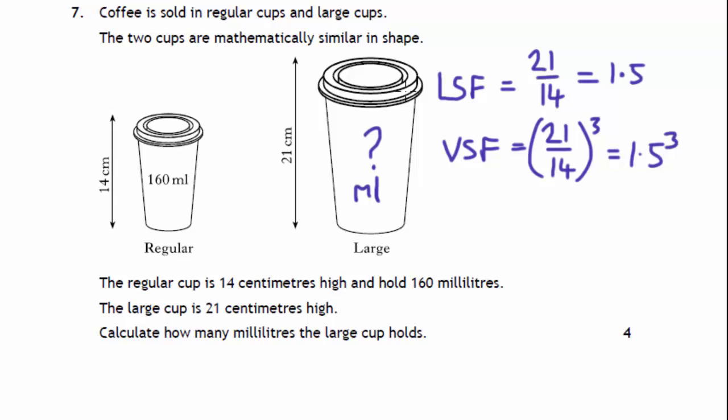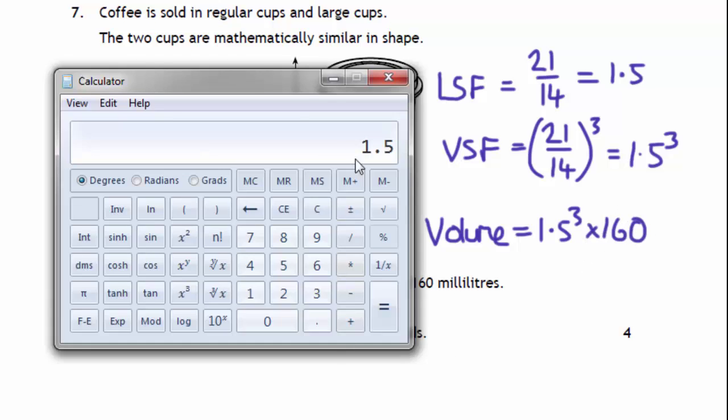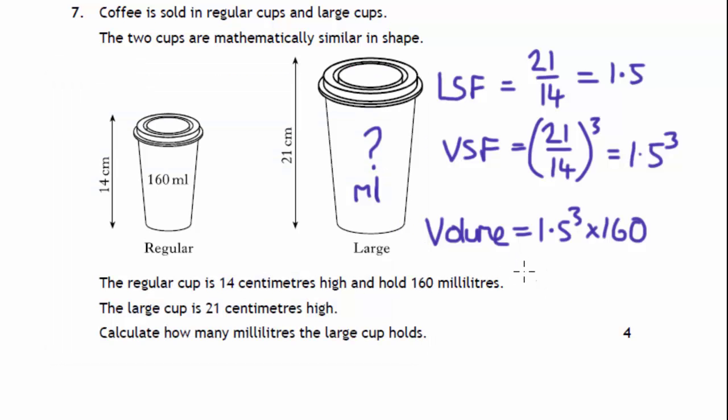Then what we're after is the actual volume. That equals 1.5 cubed times 160, and that gives you 540 millilitres. And those are three examples of this type of standard question you'd get.